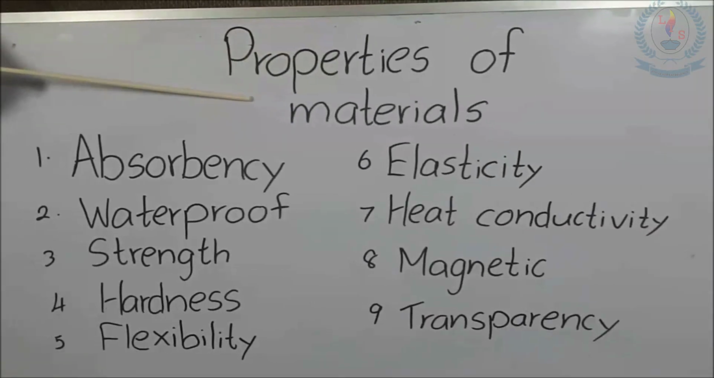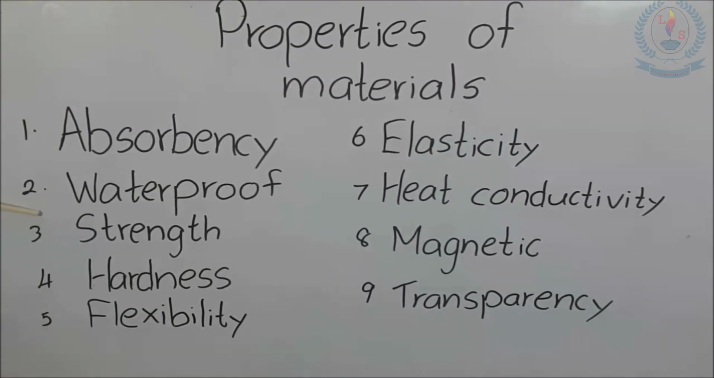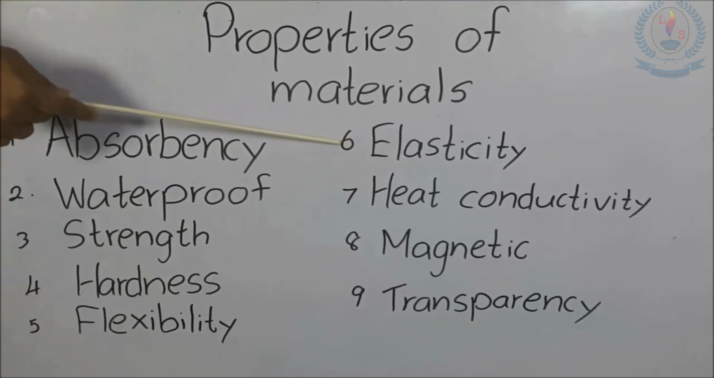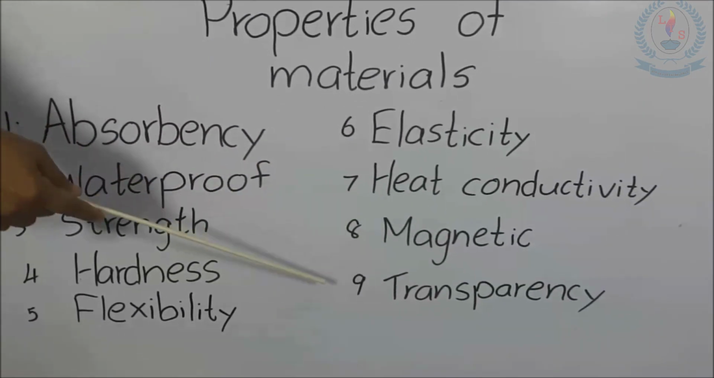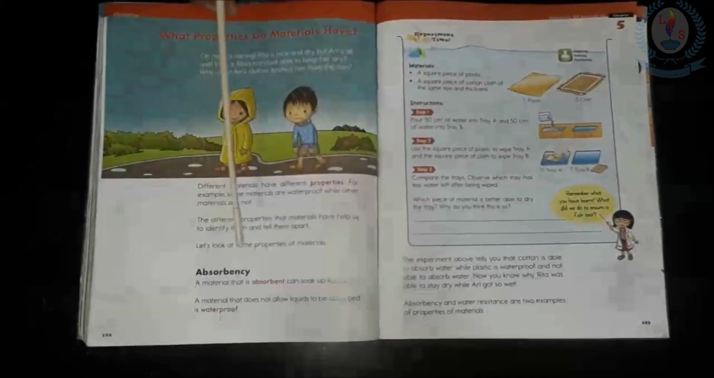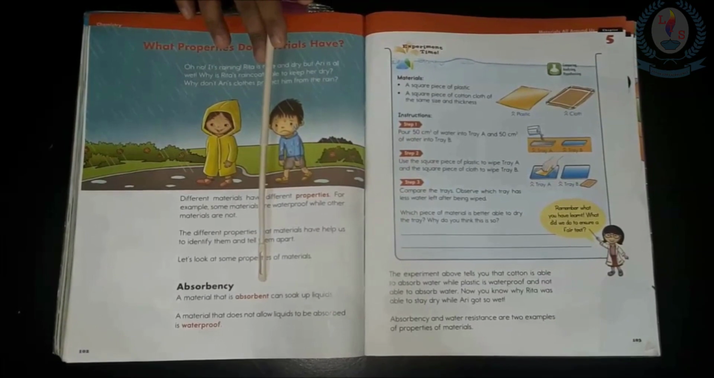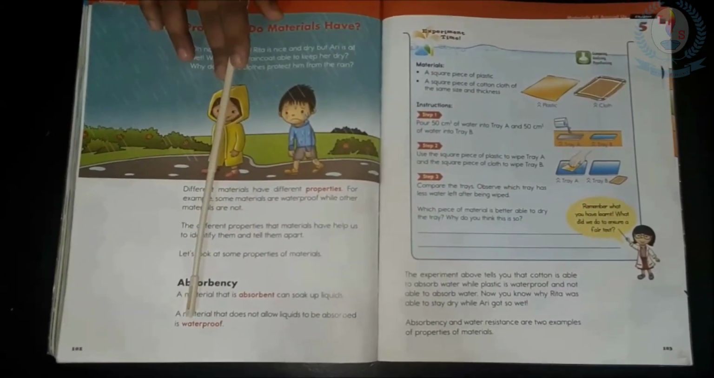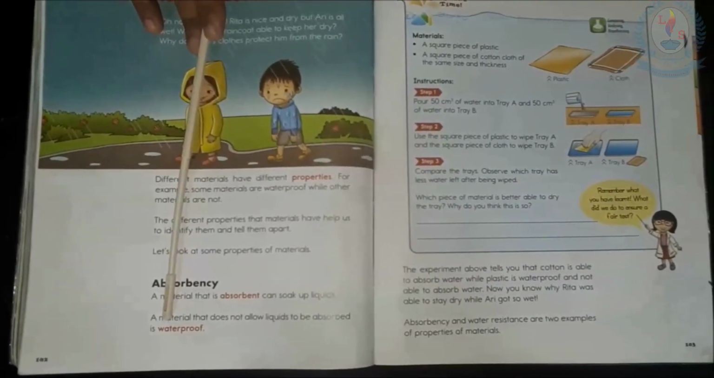Properties of materials: absorbency, waterproof, strength, hardness, flexibility, elasticity, heat conductivity, magnetic and transparency. Let's look at the meaning of absorbent: able to soak up liquid. Waterproof: does not allow liquid to be absorbed or pass through.